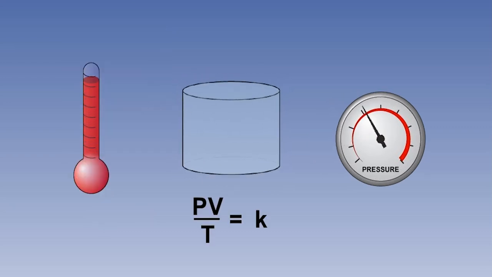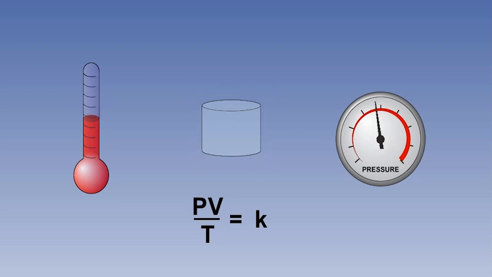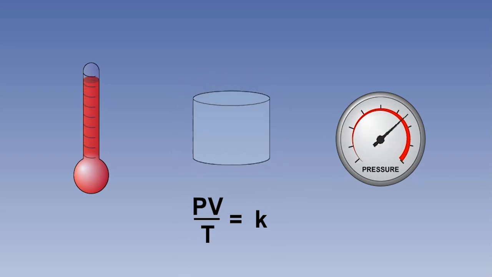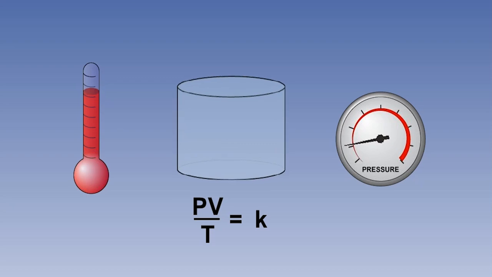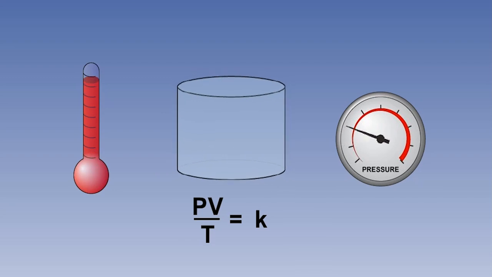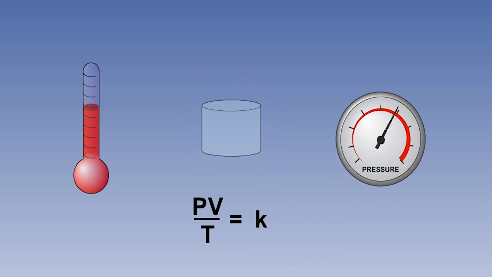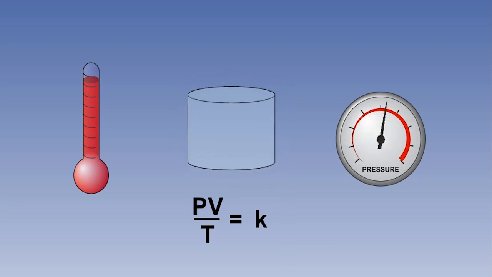The interdependence of these variables is shown in the combined gas law, which states that the ratio between the pressure-volume constant and the temperature of a system remains constant. This is written mathematically as P times V over T equals K. Temperature in this case is measured in Kelvin.